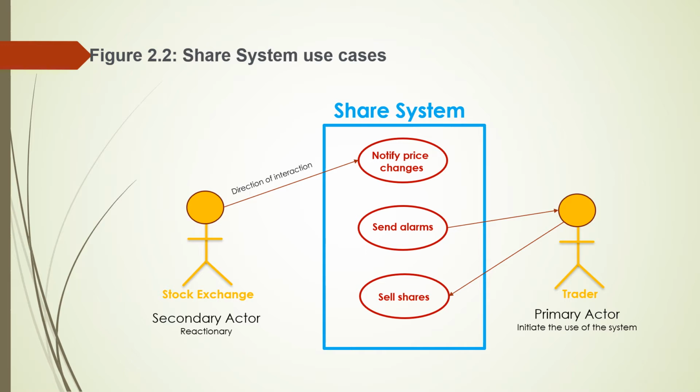Trader is a primary actor that initiates the use of the system, and it's always placed at the right side. While the stock exchange is a secondary actor that is always put at the left side of the system. For the use cases, they should be in a logical order.